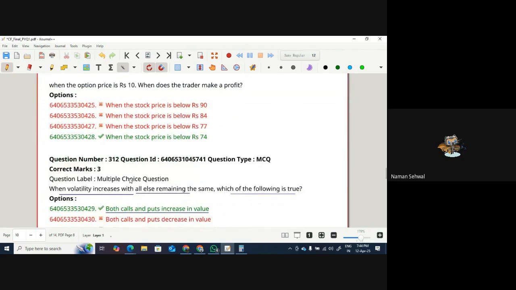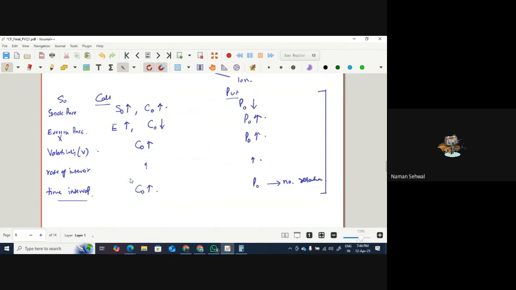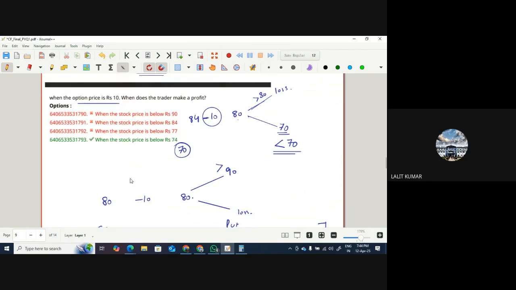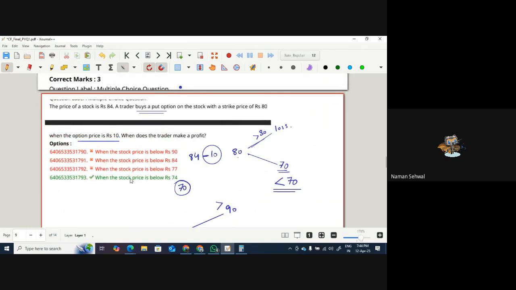Sir, could you please go back to the short question where the answer is 74? It is saying if the price is below 70. So let's say the price is 73. In that case, the trader will make a loss. Yes, so that's why I said the concept is incorrect. Okay, the options are okay. Got it.